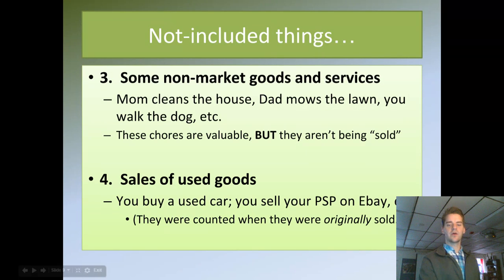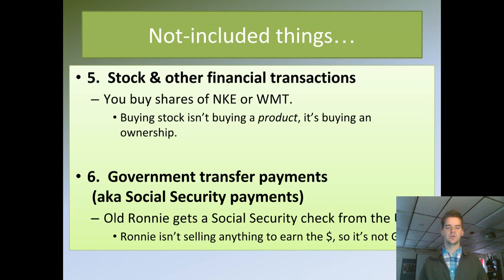The 4th category has to do with used products. So if you buy an old PlayStation 4 on eBay, or your older brother or sister bought a used car, those products were counted in the GDP of the year when they were originally sold. And so we don't count them again if they're resold. If we did, we'd be counting the same thing more than once. And again, that's double counting. We don't want to count that. We only want to count the things that were produced new for the past year. So used goods aren't counted in GDP when we see them bought and sold.